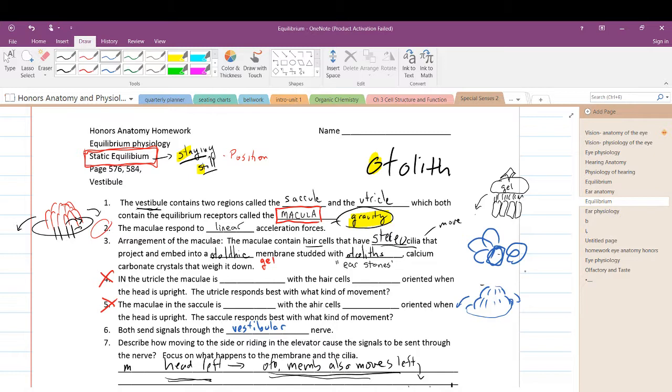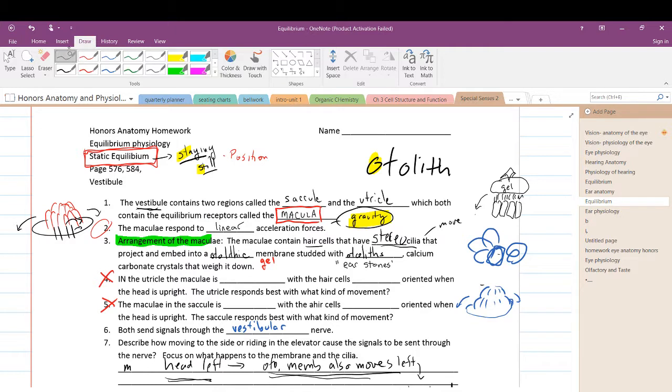Now, the arrangement of the macula. Again, here's something that I tried to keep very nice and methodical. The macula contain hair cells. Again, that's just a generic term. That would be cilia that have stereocilia, and that means they can move. They project and embed into an otolithic.